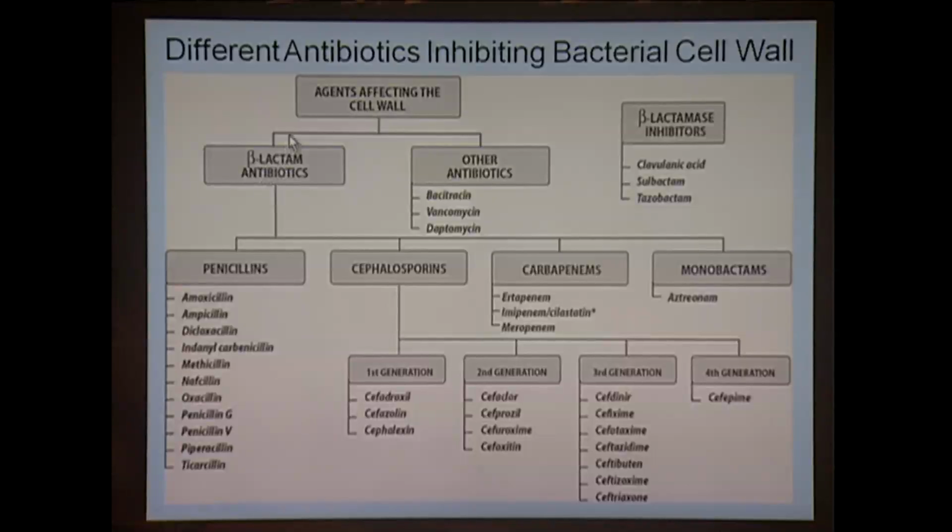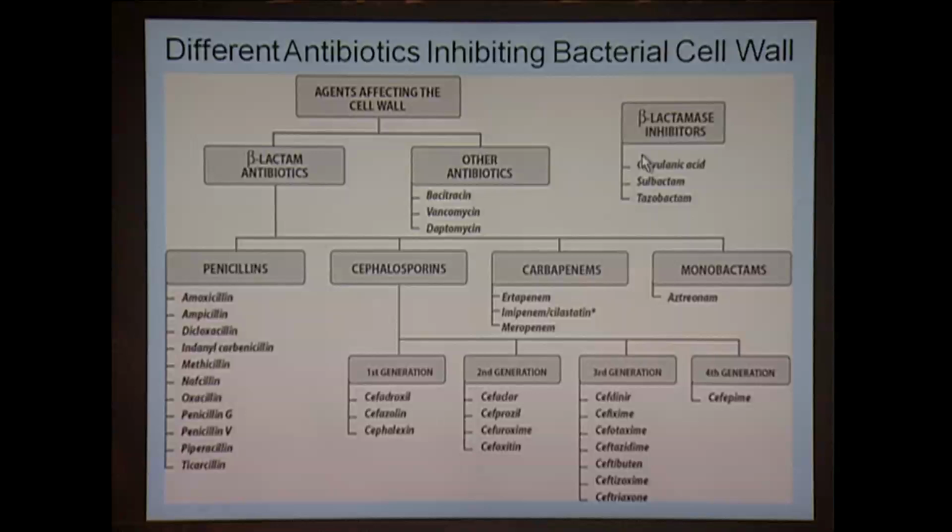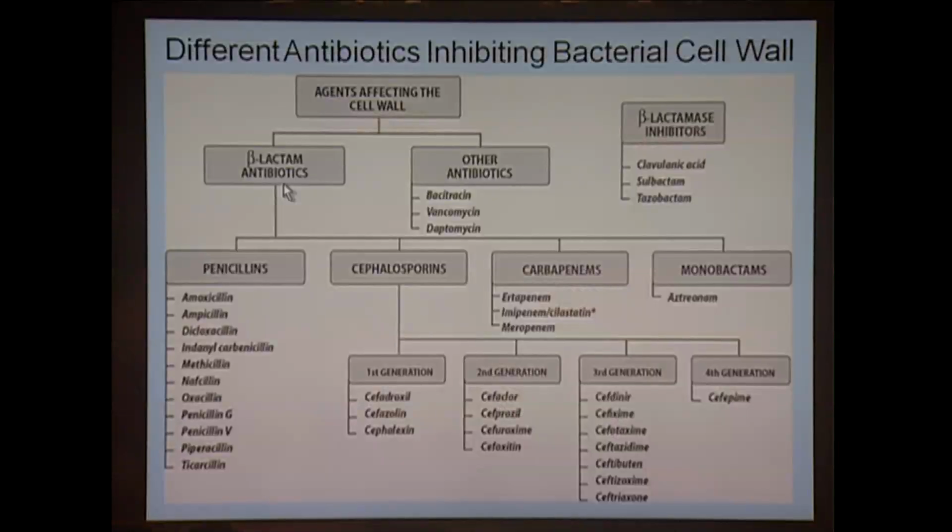There are different forms of antibiotics which are mainly classified into two types. One is the cell wall inhibiting agents and the other one is the beta-lactamase inhibitor, though here I am not considering those antibiotics which are protein synthesis inhibitors. I am particularly telling you about the different cell wall inhibiting antibiotics, which include the beta-lactam and the other antibiotics.